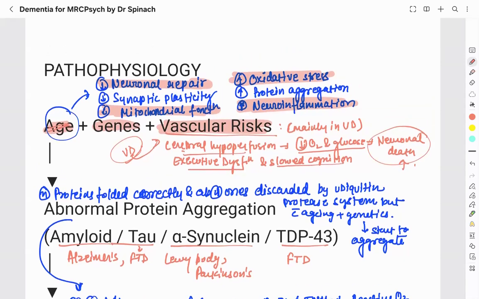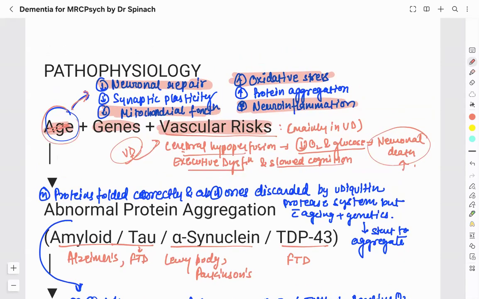So, with age, what happens? With age, we have decreased neuronal repair, decreased synaptic plasticity, reduced mitochondrial function, increased oxidative stress, increased protein aggregation, and increased neuroinflammation. All of this happens with increasing age, and this is one more reason that increasing age is a predisposing factor for dementia.